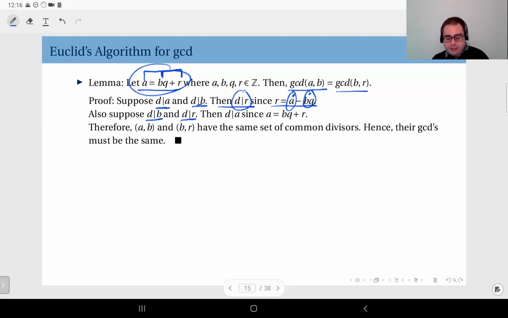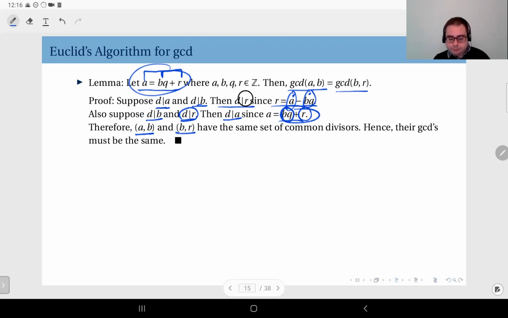In this case, again, D should be a factor of A, since I can write A as BQ plus R. But we have assumed that D is a factor of B, so this part here is a multiple of D. And also we assumed that D is a factor of R, so this here is a multiple of D. Therefore, this sum, which is equal to A, must be a multiple of D. Therefore, we have established that the pair A and B and the pair B and R must have the same set of common divisors.